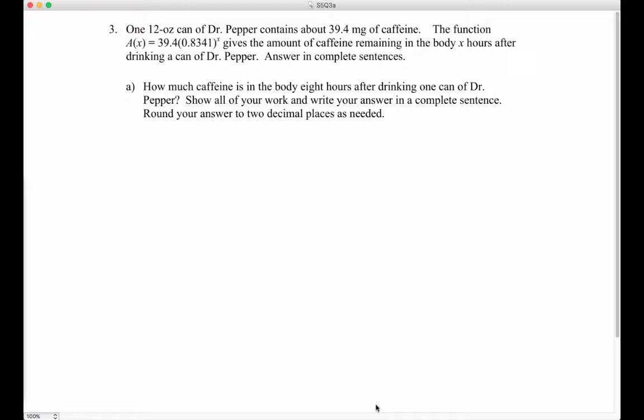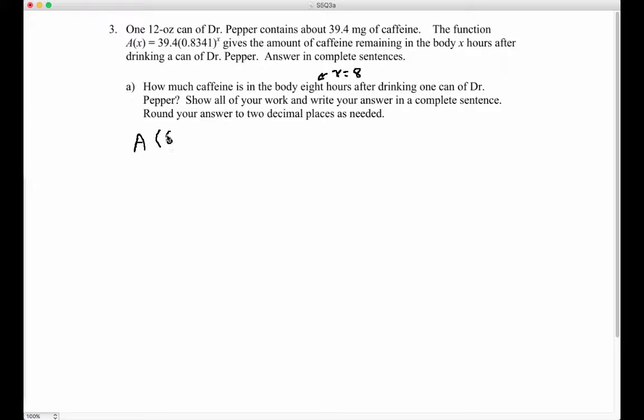Okay, so part A. How much caffeine is in the body 8 hours after drinking one can of Dr. Pepper? Show all of your work and write your answer as a complete sentence. Round your answer to 2 decimal places as needed. Okay, so our function A of x is being evaluated at 8. In other words, we know this 8 right here is telling us that x is equal to 8.